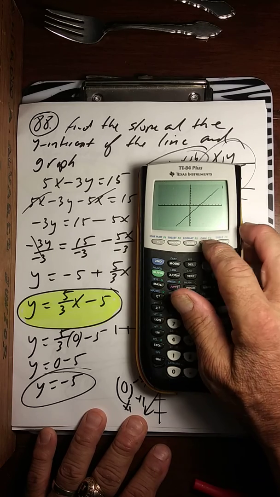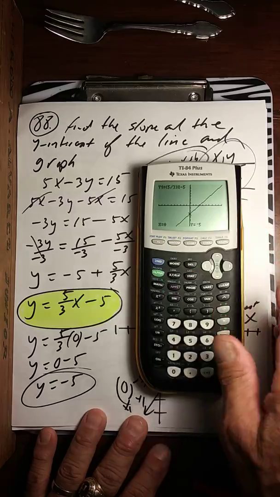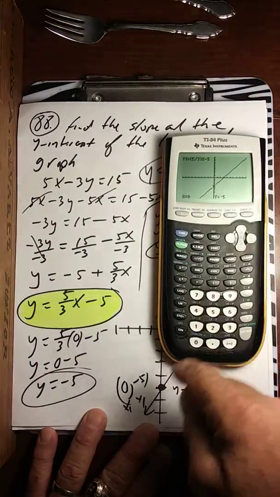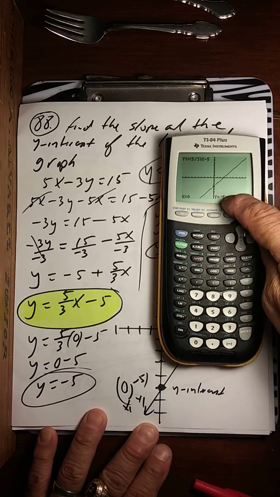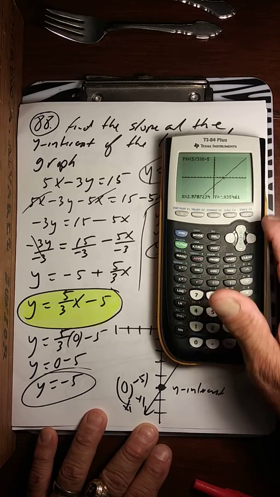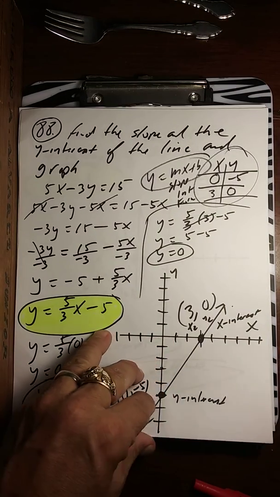There it is, and you can do the trace if you want to get some points. So there's the graph. It looks like that. 0 and -5 is a point. Keep going like this. You can get another point over here somewhere with a trace. Close enough. Alright, next one.